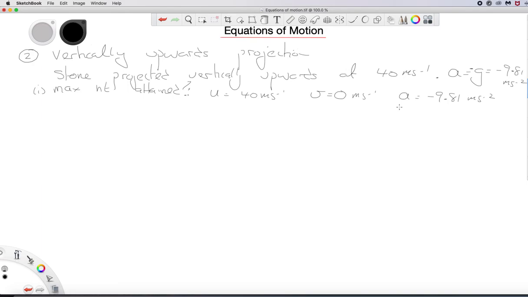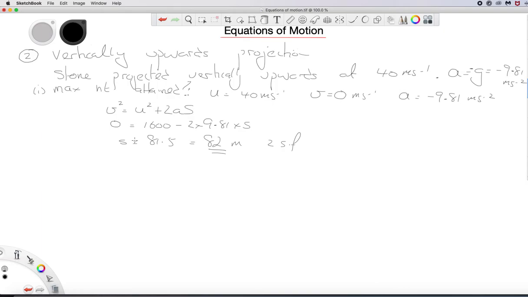How about V squared equals U squared plus 2AS? We've got 0 equals U squared, well there's 40 squared, 1600, minus 2 by 9.81 by S, which gives us S to be minus 1600 over minus twice 9.81. That's going to give us 81.5. And if we look at it, we've got two sig figs here, so that's going to be 82 meters to two sig figs. So that's nice and straightforward.